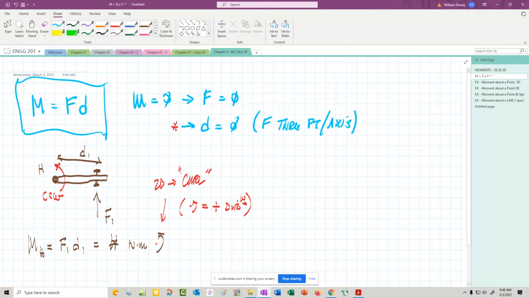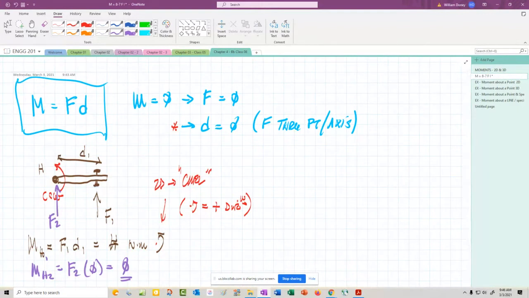Now, getting back to this point up here, that if the distance is 0, if I would push with a force 2 that has 0 distance, I'm going to say moment of H due to 2 equals force 2 times distance of 0. We get 0 moment. I can push and pull on those hinges all I want. I will not get the door to rotate or spin because I'm pushing or pulling through the rotation point or rotation axis.